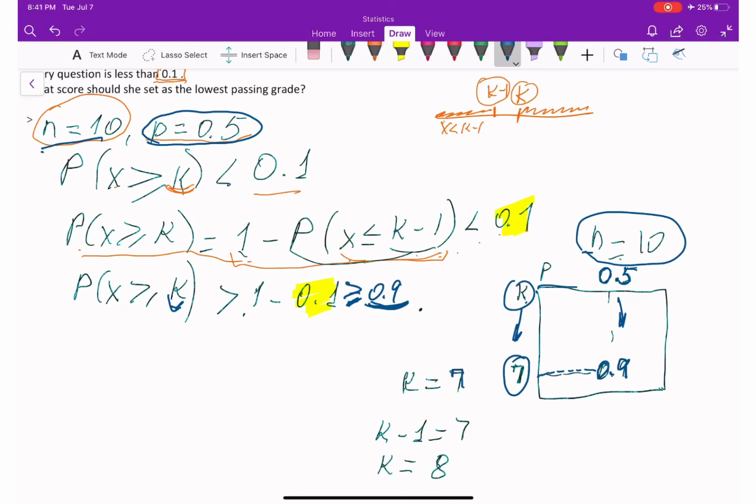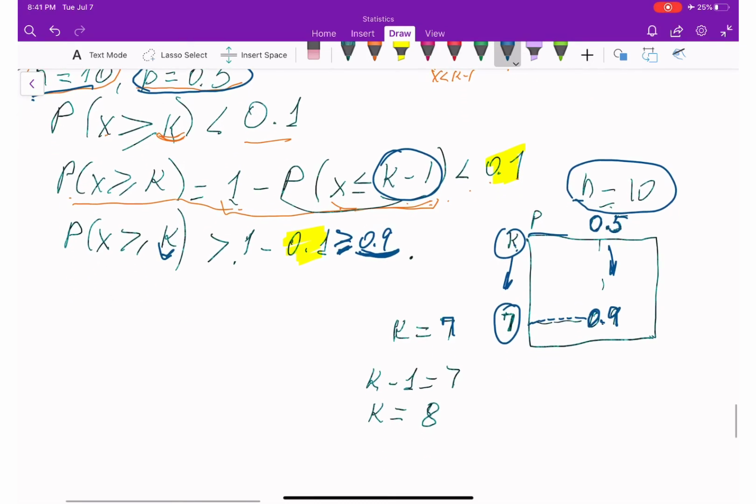Because we have k minus 1, we are writing down that k minus 1 is the answer, it's equal to 7. So from here, k will be equal to 8. That means the passing score is going to be 8. You have to get a minimum of 8 out of 10 to pass the test.